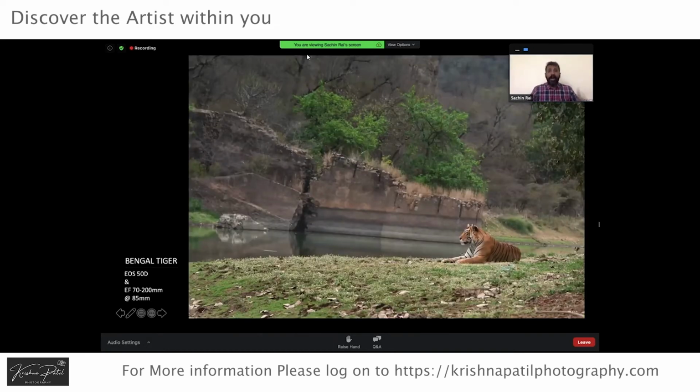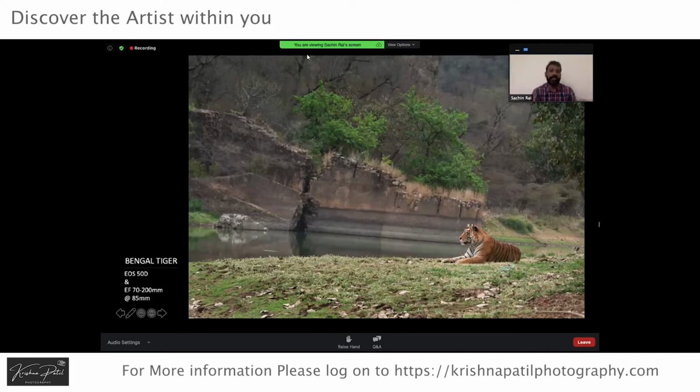Then which zoom would you want to use? Different focal lengths. You know what a focal length is, right? Focal length means I have used a 70-200 mm lens, and I've shot this at 85 mm, which means zoomed out. I can also shoot at 200 mm, and I can also mount another lens and take this image.